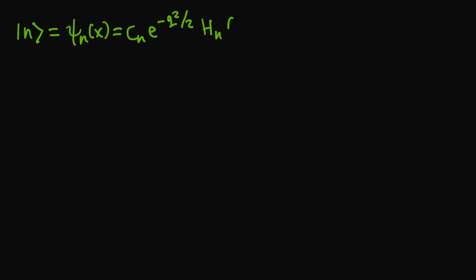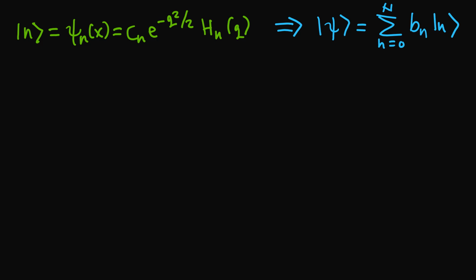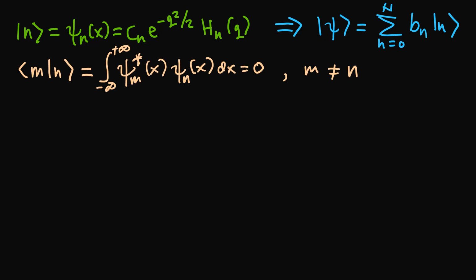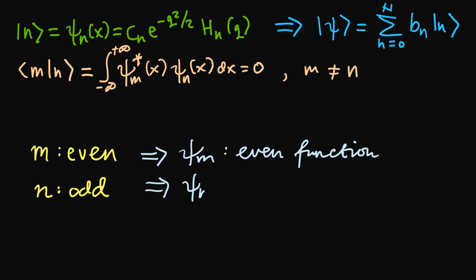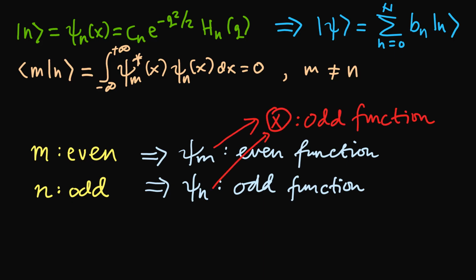I want to demonstrate orthonormality in bracket notation by using the harmonic oscillator as an example. How do we do this? First, we express the inner product in integral form. Let us take the case where m is not equal to n. If m is an even number, then n is odd. Psi m is an even function, while psi n is an odd function. When an odd function is multiplied with an even function, the result is an odd function, which becomes the integrand. The integration of odd function across symmetric interval is 0.